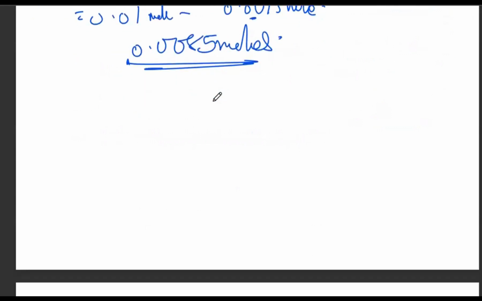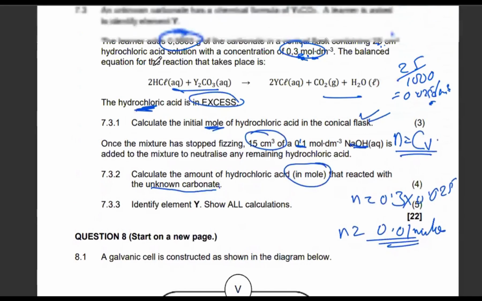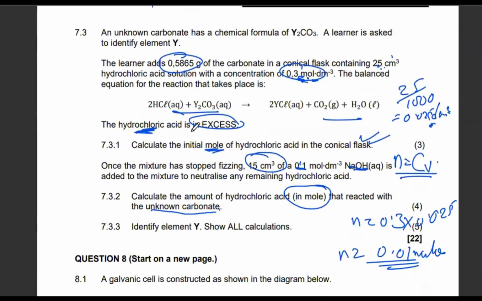So since now we know at least what reacted, we need to know the mole ratio. We need to find out the mole ratio. Since now we know most of this information, we can take the mole ratio of this so that we know the number of moles.